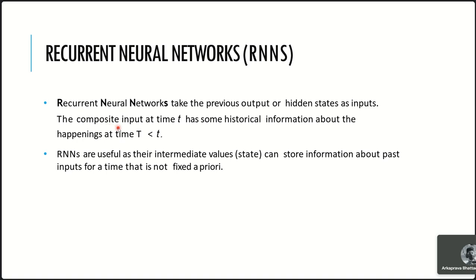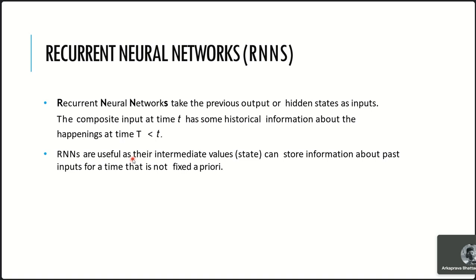So the point here says that the composite input at time t has some historical information about the previous timestamps. At the current timestamp t, you would have the previous historical information, whatever happened over all the time period capital T. Then the third part is that RNNs are useful as their intermediate values can store information about past inputs.